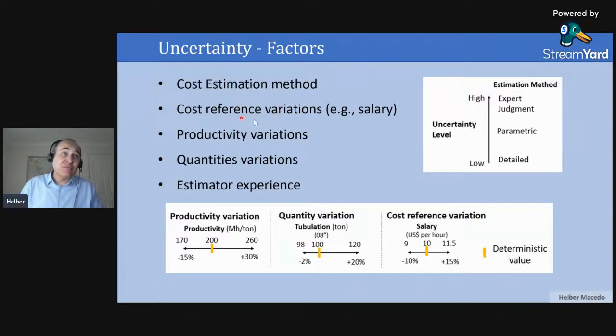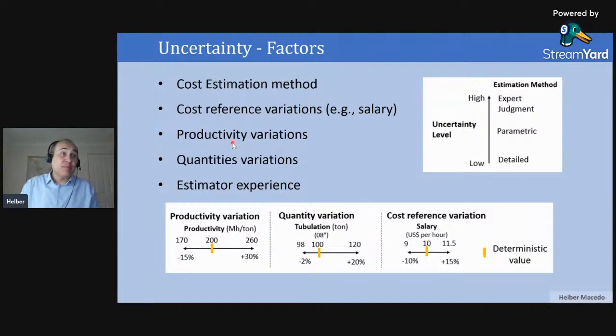Also, there is uncertainty with the cost reference that you are using. For example, the salary that you are using, you don't know exactly in 1, 2, 3 years of the execution what will be the real salary for each employee that will be working on that project. So we have some uncertainty. Of course, you do your assumptions, you probably study your market conditions, but you have uncertainties correlated with your cost reference. In the same way, you don't know exactly if your salary will move 10% lower, or be 15% higher. So you should define a range of uncertainties.